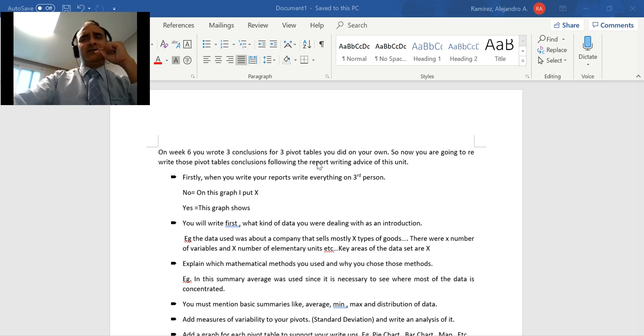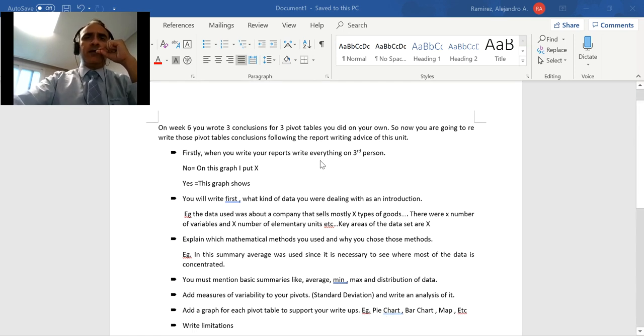This one was a supermarket, so you already know more or less what you're going to write about. Methods that you used and why you chose those methods. This goes to each specific pivot table. So in pivot table 1, I use average summary. In this case, this was necessary because I want to look at where mostly the data is concentrated. You must mention basic summaries for every single pivot table. What was the lowest? What was the highest? What is the average?